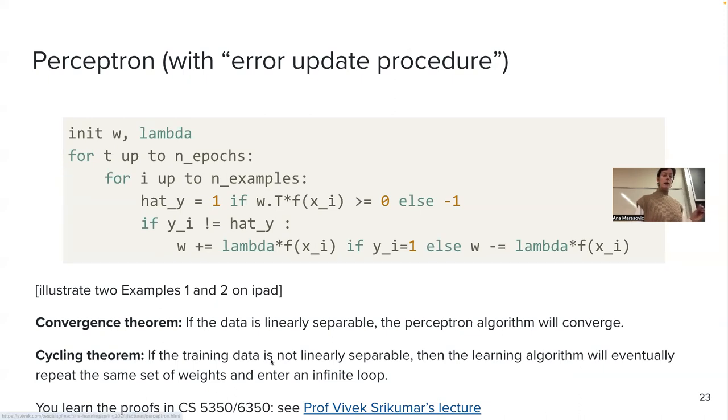But basically, when we have linear separability, then the perceptron will converge, and that's proven by the convergence theorem. But if we do not have this linear separability, we'll just keep doing this and we'll never find an optimal solution for our problem. If you are really eager to learn the proofs and you can't wait, I recommend that you check Professor Vivek Srikumar's lecture on this, where he goes over the proof in detail.